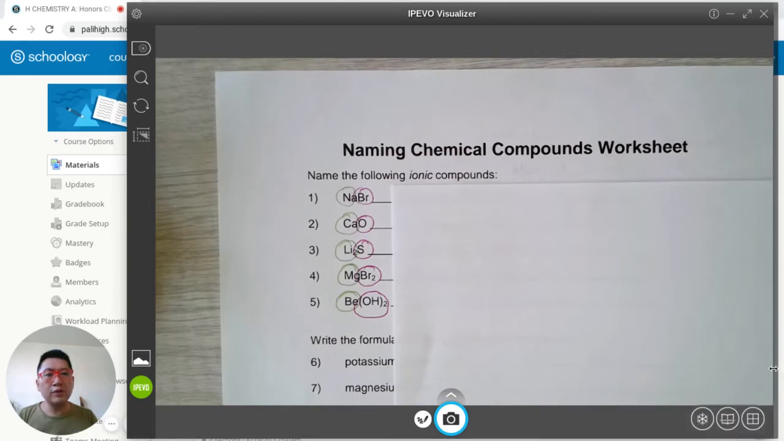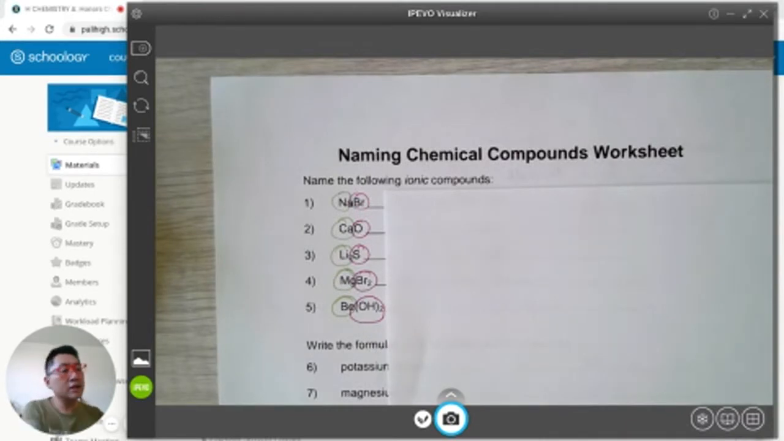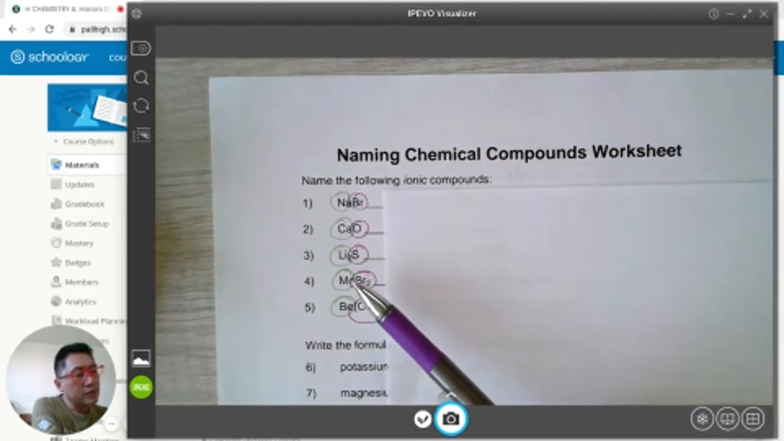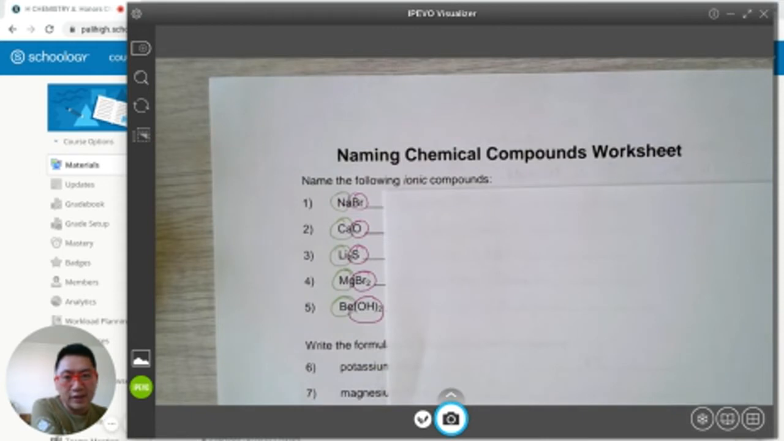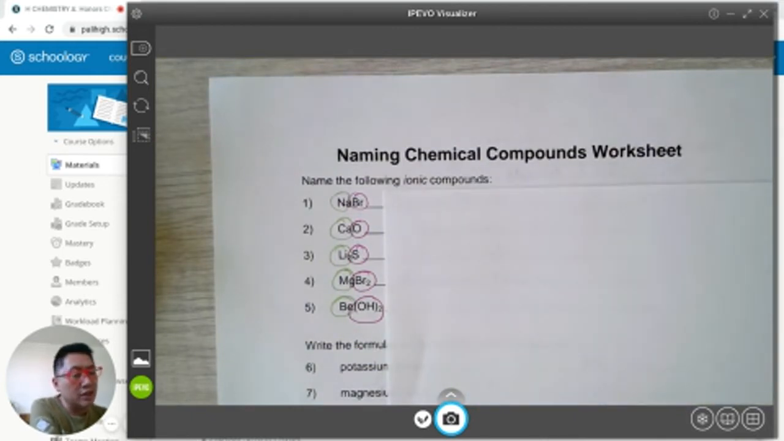to go over this worksheet about naming chemical compounds, and these first 5 say name the following ionic compounds. How do I even know they're ionic? Sodium, calcium, lithium, magnesium, beryllium. The first thing is a metal. Ionic compounds are always a metal and a non-metal. So there's always going to be a metal and a non-metal.